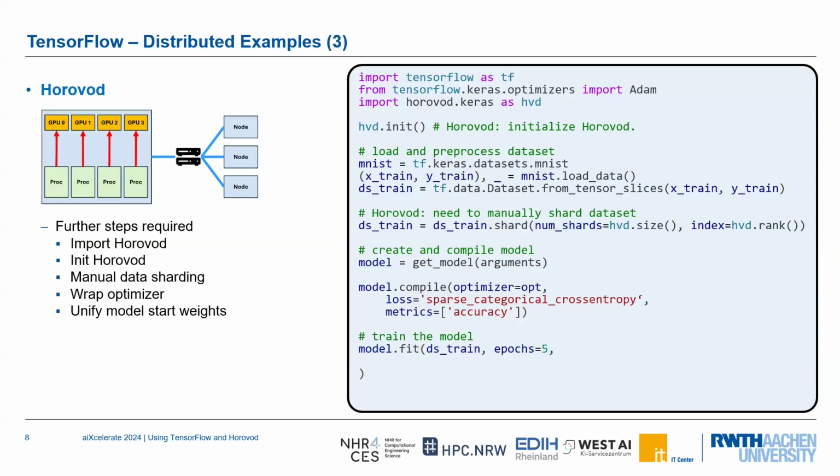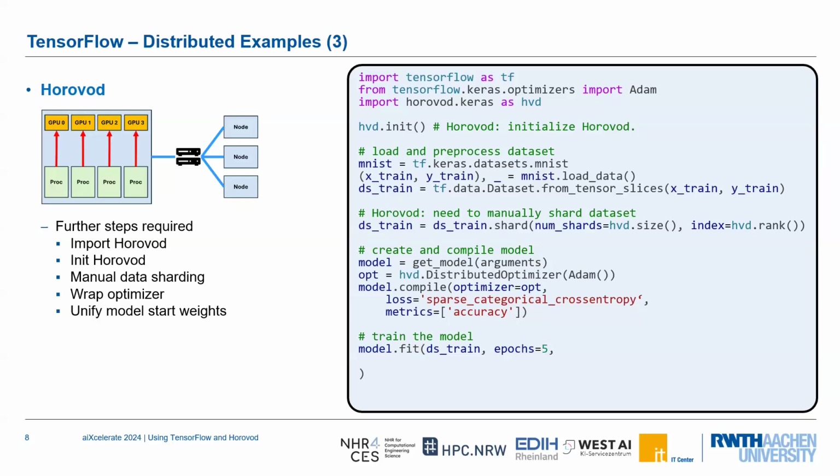Good. Then we have the model creation and model compilation. And here, this part comes into play, wrapping the optimizer. Basically, the only thing that we do is we use the regular TensorFlow Keras Adam optimizer in this case, and wrap it with a distributed optimizer, and then feed it into the model compile. That's the only thing that you need to do in this case.